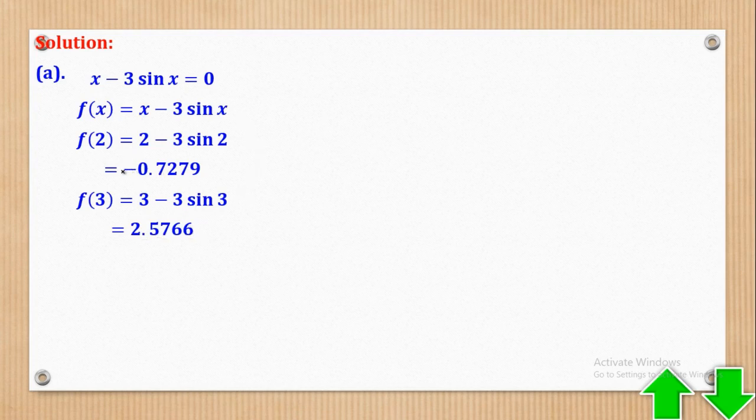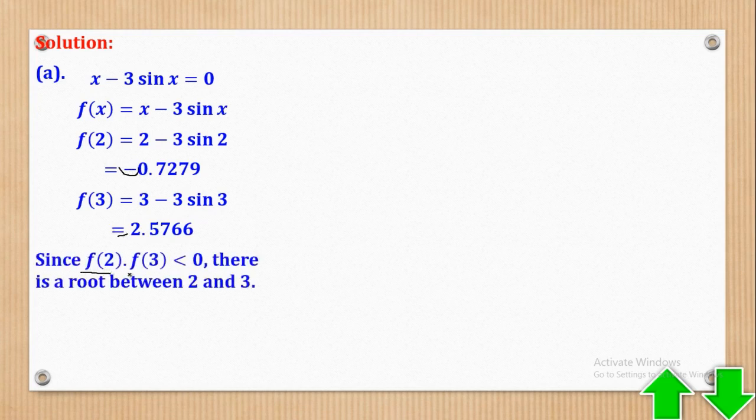Now, since we realize that this is negative and this is positive, we shall conclude that since the product of f2 and f3 is less than 0, meaning it's negative, there is a root between 2 and 3. So this conclusion is very necessary. So that was part A.